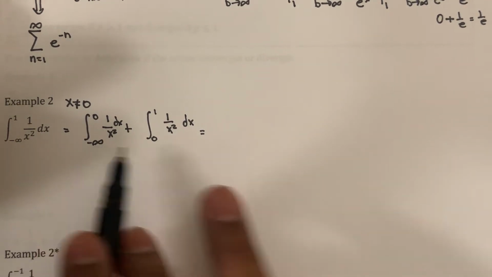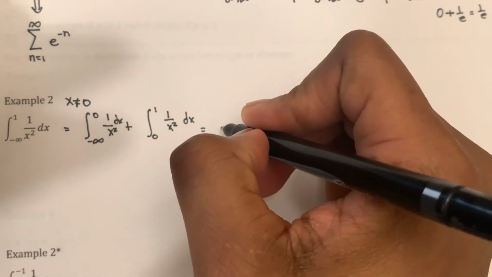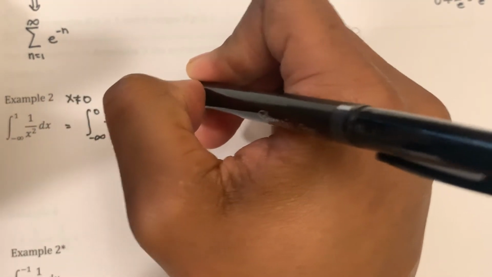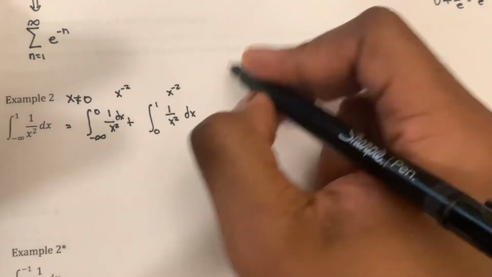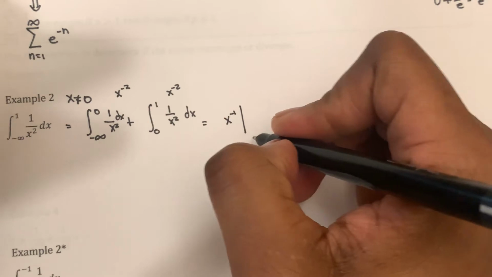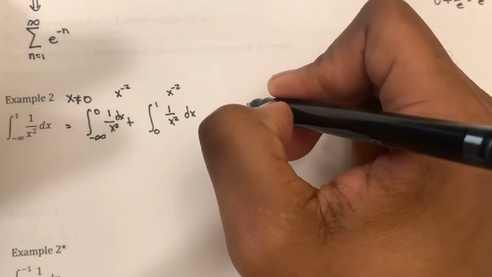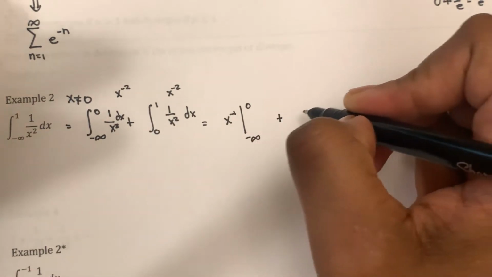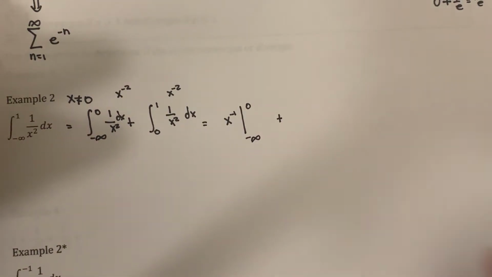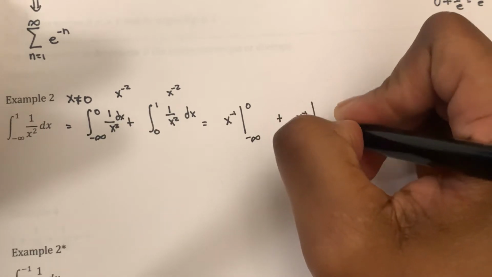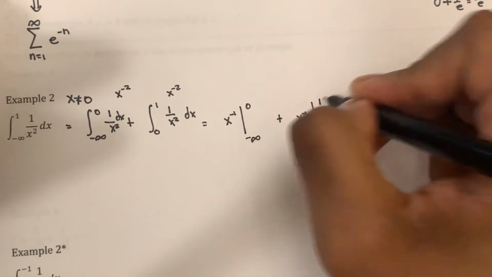So when we integrate this, remember, this is x to the negative 2 in both instances. So when we integrate x to the negative 2, we get x to the negative 1 evaluated from, in the first case, negative infinity to 0, and then plus the same thing, x to the negative 1, evaluated from 0 to 1.